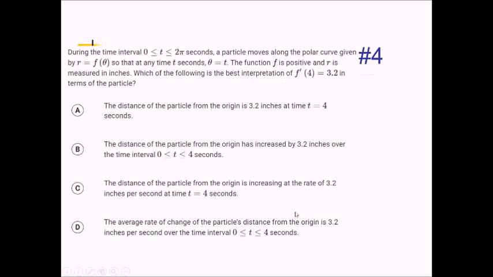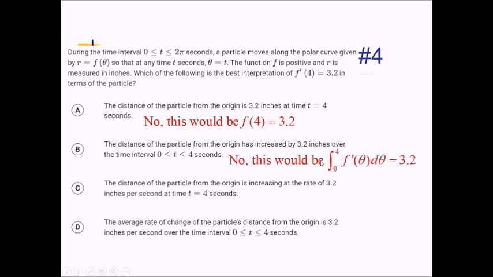So let's look at our answer choices and see if anything matches that. Choice A, distance of the particle from the origin is 3.2 inches at time 4. Well, not quite. This would be if you used the original function f and plugged 4 into that and got an output of 3.2. So that's not quite it. We needed f prime of 4. Choice B, distance of the particle from the origin is increased by 3.2 over the interval 0 to 4. This would be if you took the integral from 0 to 4 of f prime and got 3.2 back. That would be the overall change in the distance from the origin.